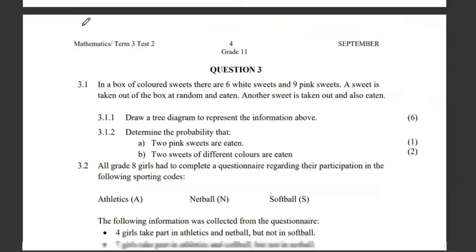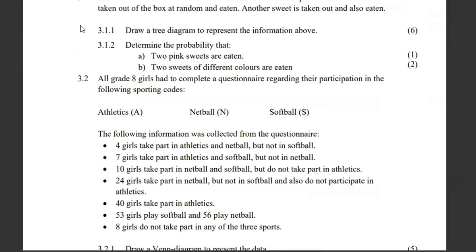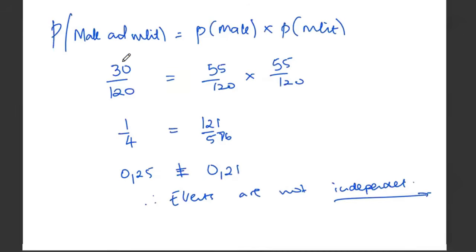Then question number 3. In a box of colored sweets, we have 6 white and 9 pink. A sweet is taken out and eaten. Another sweet is taken out and it's also eaten. Draw a tree diagram. Now, when you take out sweets and you eat them, it's like picking without replacement. So 6 white, 9 pink.